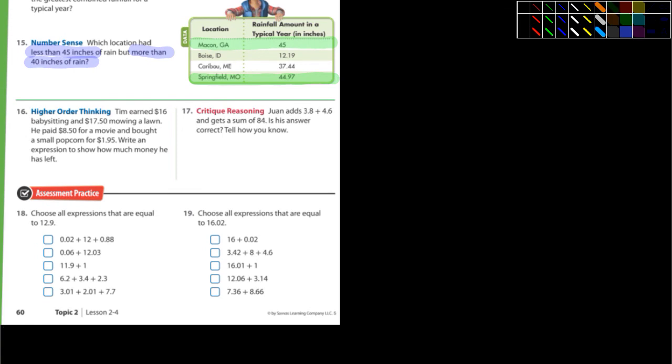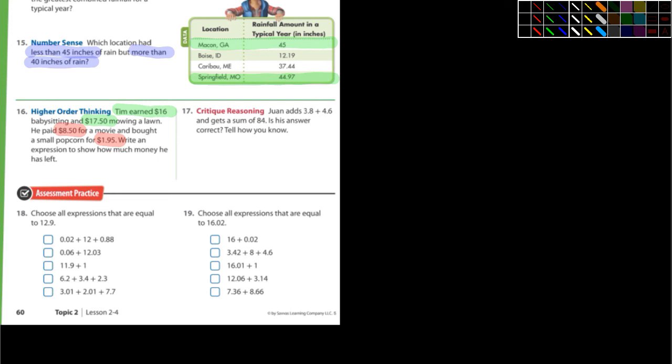Tim earned $16 babysitting and $17.50 for mowing the lawn. He paid $8.50 for a movie and bought a small popcorn for $1.95. I wish small popcorns were only $1.95 now. All right, write an expression to show how much money he has left. Write an expression. Okay, so first off, you're going to have to add, what, $16 and $17.50. And then you're going to subtract $8.50 and $1.95. And then it says, write an expression to show how much money he has left.